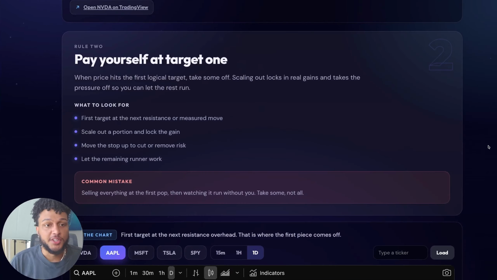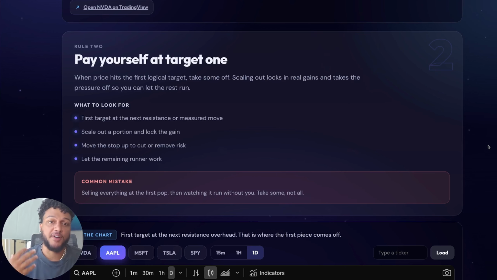So the second thing I want to do here is pay yourself at target 1. When price hits the first logical target, take some off. Scaling out locks in real gains and takes the pressure off so you can let the rest run risk-free. So what do you want to look for? First target at the next resistance or the next measured move, if you're trading a bull flag, inverse head and shoulders, etc. Scale out a portion and lock in the gain.